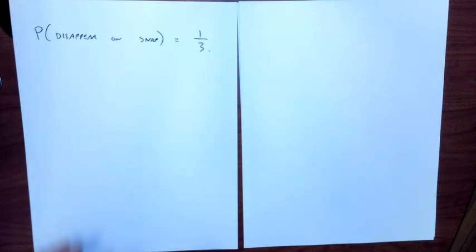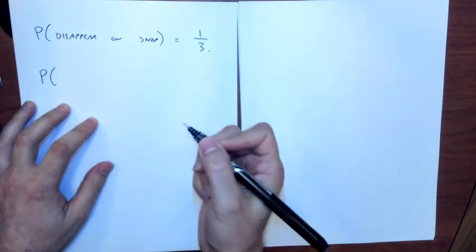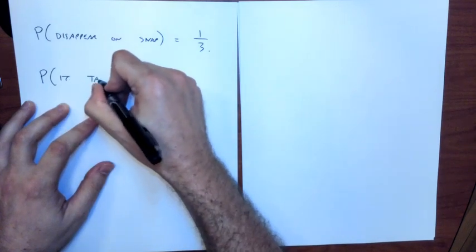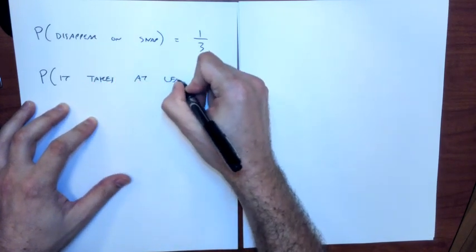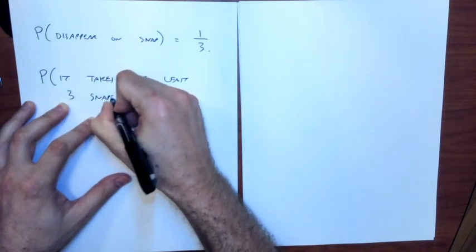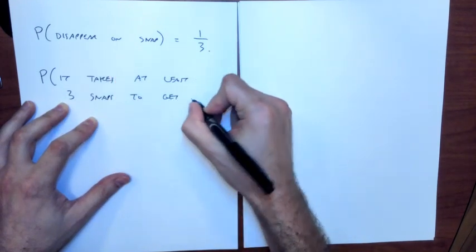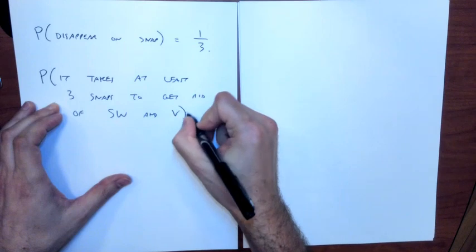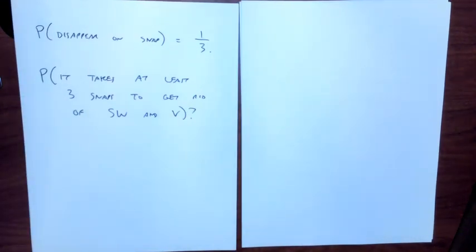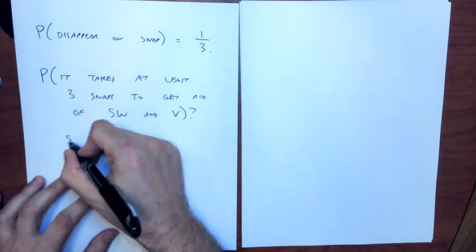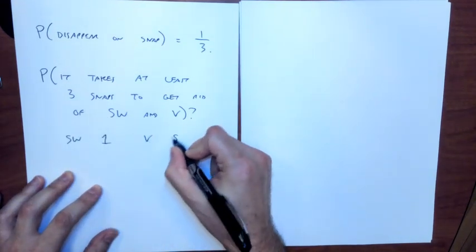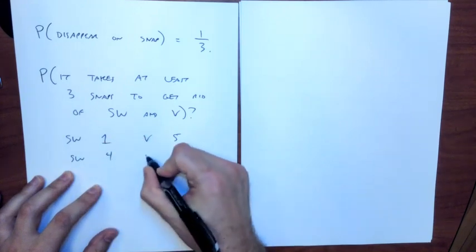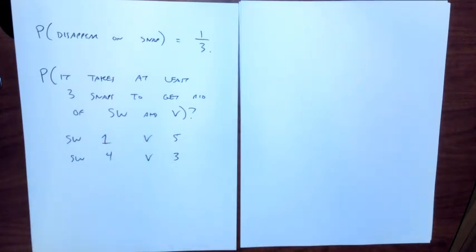Now I can ask, what is the probability that it takes at least 3 snaps to get rid of both Scarlet Witch and Vision? I could tell on Piazza from the couple of questions that people were thinking about all the possible ways this could happen, and there are lots of ways. For example, Scarlet Witch could go on snap 1 and Vision on snap 5, or Scarlet Witch on snap 4 and Vision on snap 3. There's an infinite number of ways this could happen.